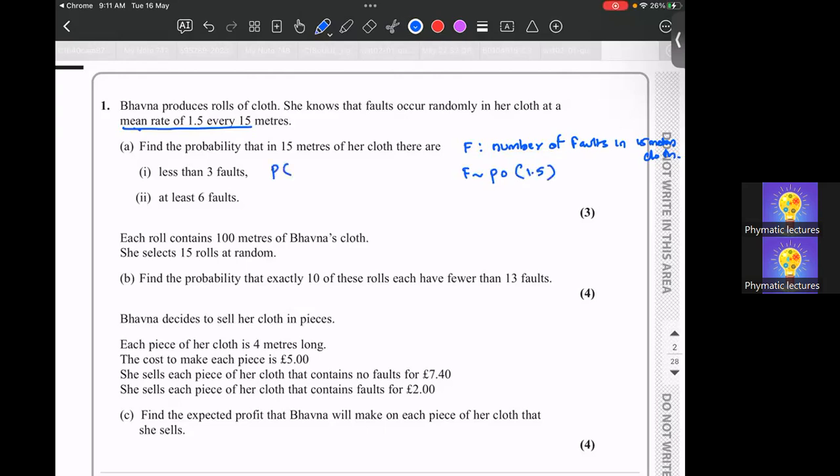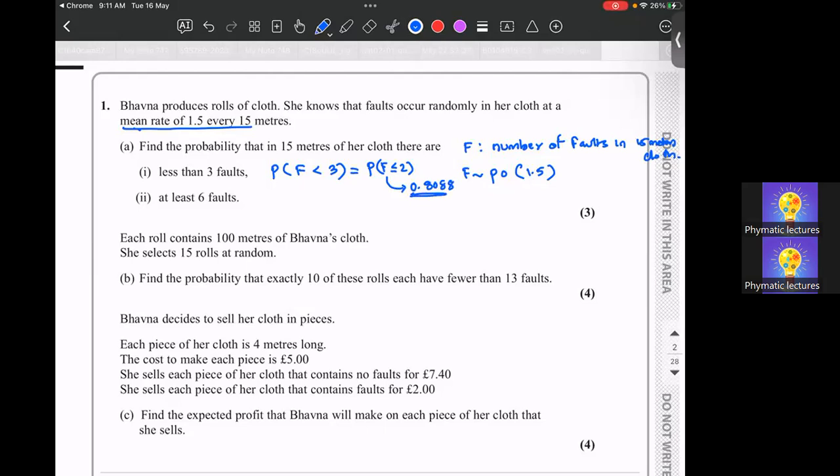So the probability of F less than 3. That is our question. Probability of F less than 3 means it is probability of F less than or equal to 2. Then you go to the cumulative Poisson distribution table, and for lambda 1.5, for the x value 2, you see the probability, and that probability we will get as 0.8088. So that is the answer for the first part.